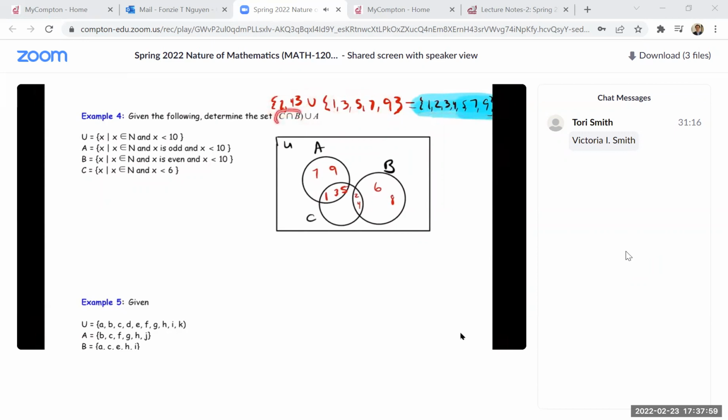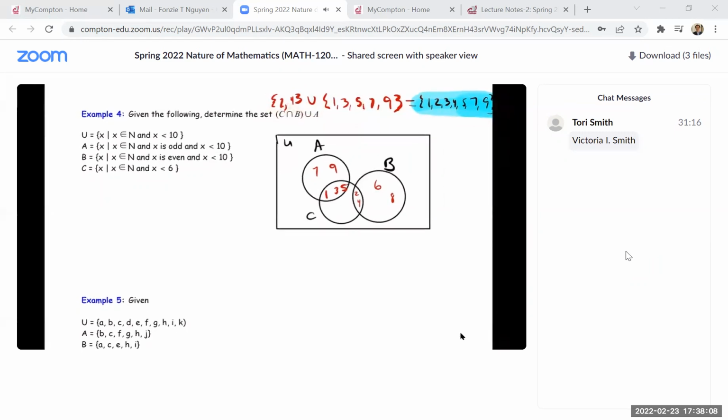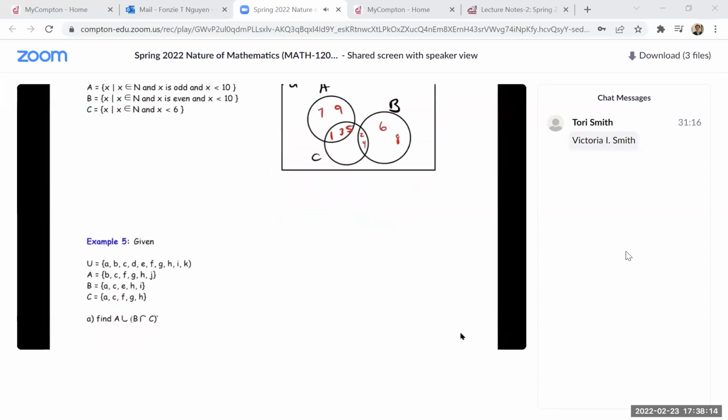So that's how you do this. You always have to do the parentheses parts first. And then you have to do the union with set A. And that means combine these together. All right, I think the hard part was probably drawing the picture. And then once you have the picture, hopefully it's not as bad to do the second part.